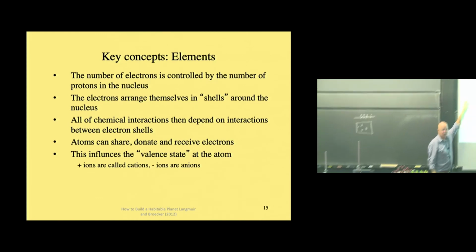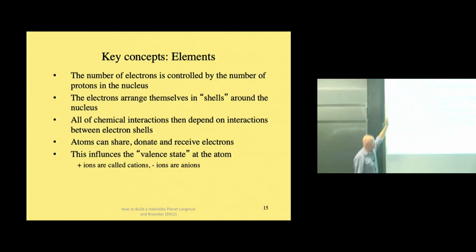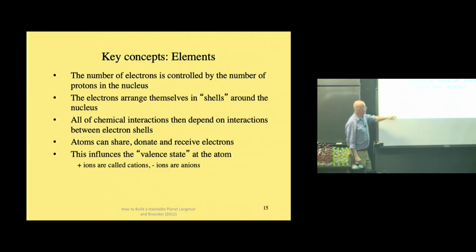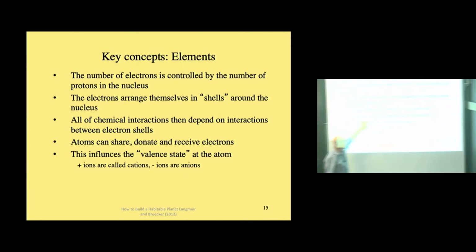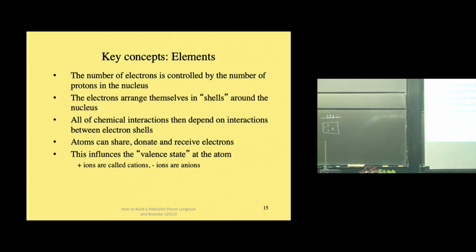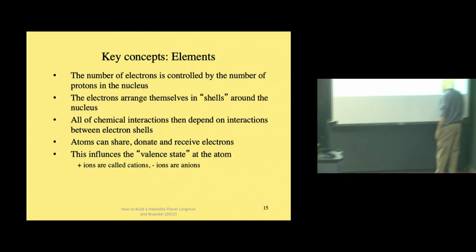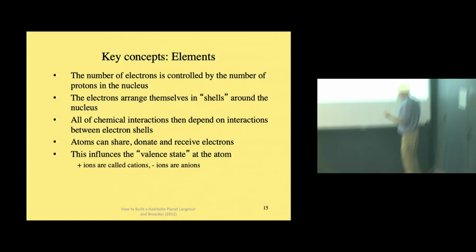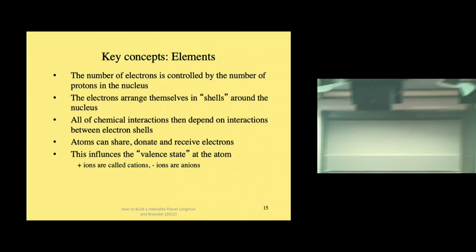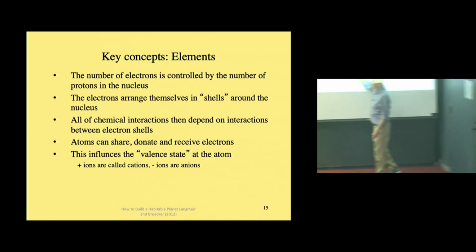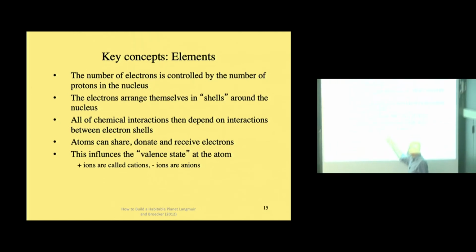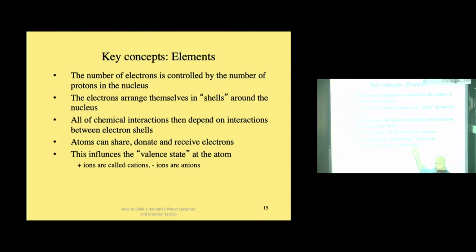And the atoms can share and donate, receive, loan their electrons. And we call this change in the number of electrons the valence state of the atom. If you lose an electron, that's losing a negative charge. You get a cation, which is a positively charged ion. If you gain an electron, which is a negative charge, you have an extra negative charge, so you have a negative ion, which is called an anion.